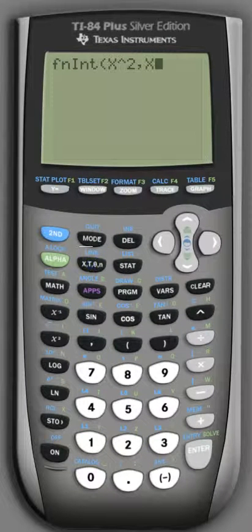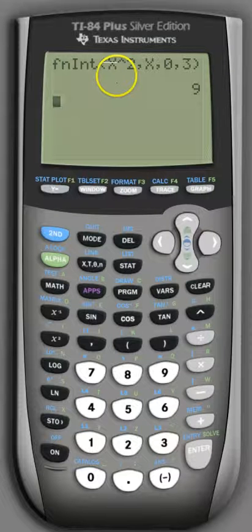So I say x squared and then I tell it what my variable is. My variable is x, comma, and now the limits of integration. I'm going to go from 0, comma, 3. So that's the syntax: the function that you're integrating, the variable, so essentially the dx, lower limit, upper limit, and then I hit enter, and it gives me a value, 9.